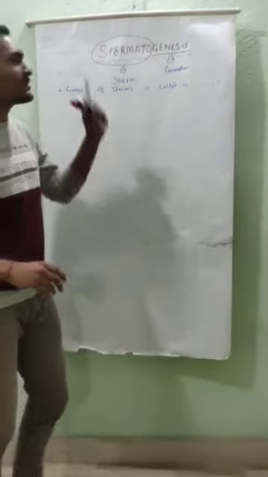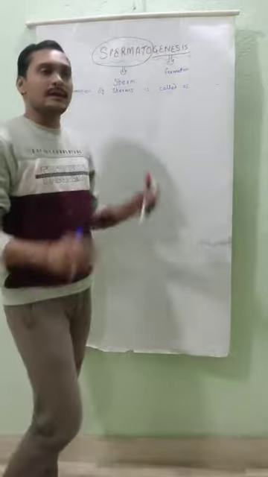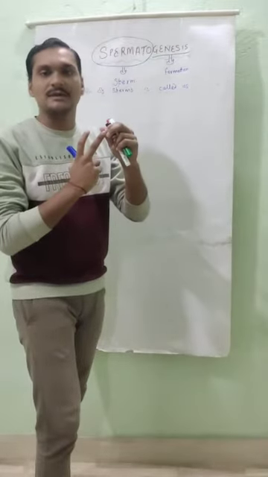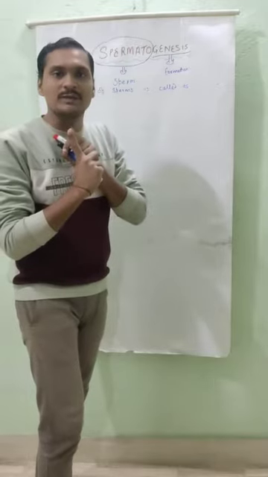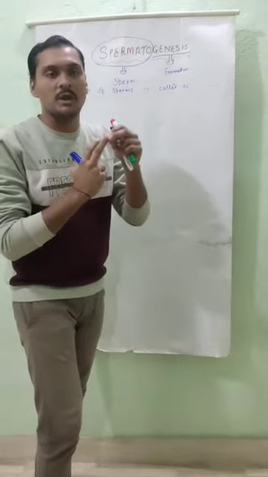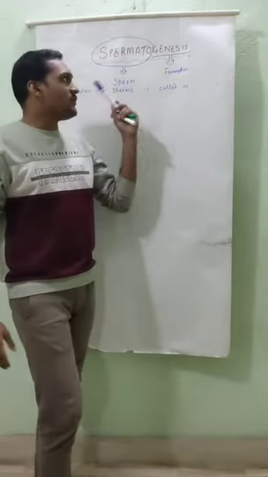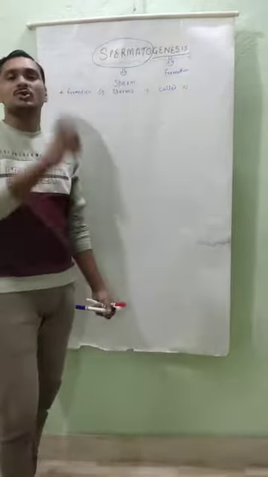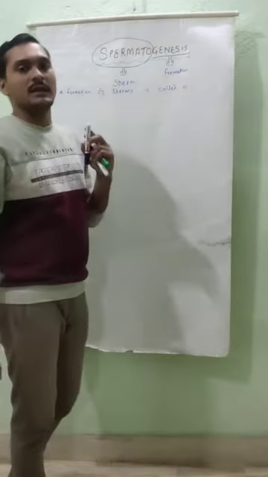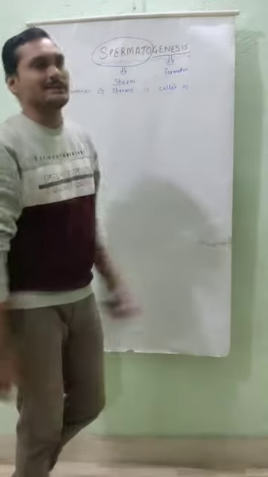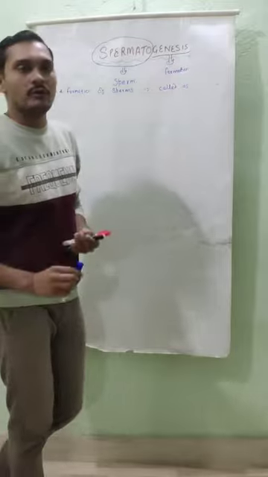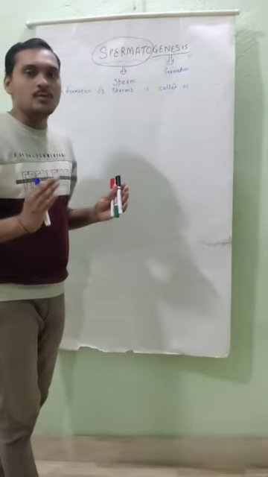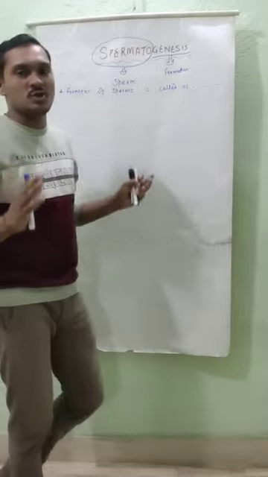We can see that the topic spermatogenesis is made up of two keywords. The word spermato means sperm and genesis means formation. So in a simple sentence, if we want to define this topic, we can say that the process of the formation of sperms is called spermatogenesis. Now in this topic, we will discuss in detail how spermatogenesis takes place, that is, the process of the formation of sperms.